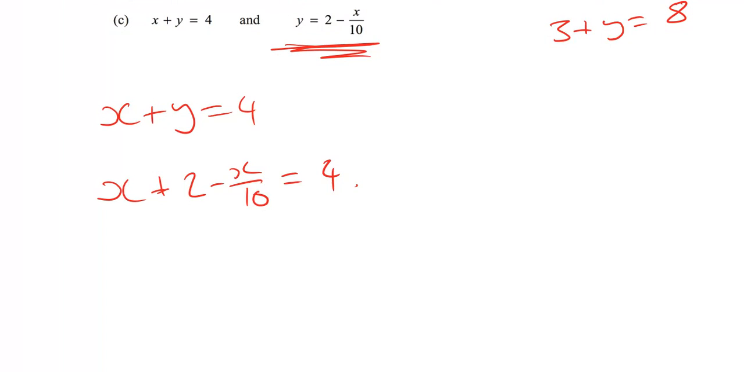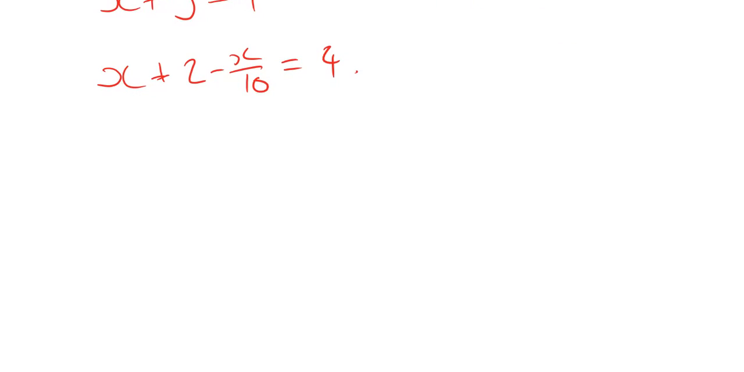Now, this is tricky to solve, okay? It's a little awkward. There's lots of different ways of doing this. I'm just going to get rid of that fraction straight away. I'm going to times both sides by 10. So that means multiplying every single term by 10. So if I do that, I'll have 10x plus 20 minus x equals 40. Now, I've done that to get rid of that fraction, okay? Hopefully you can see how that works.